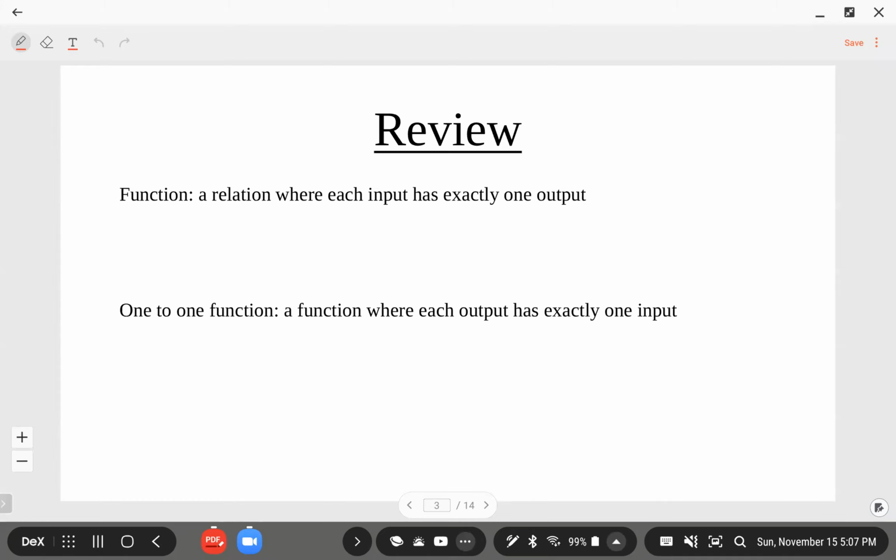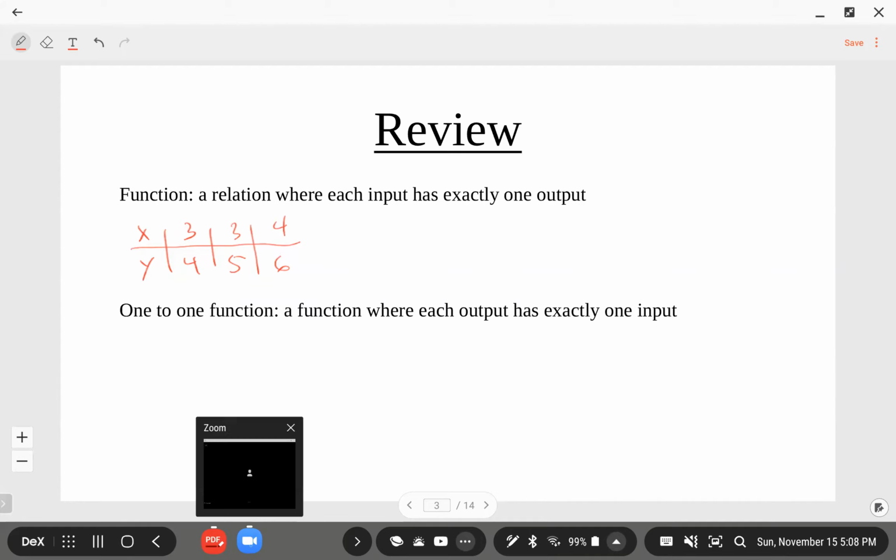Let me give an example. This is x and y. This is the input. The output is right here. So let's have a few input values and output values. 3 maps to 4, 3 maps to 5, 4 maps to 6. The warm-up question: is this a function or not?